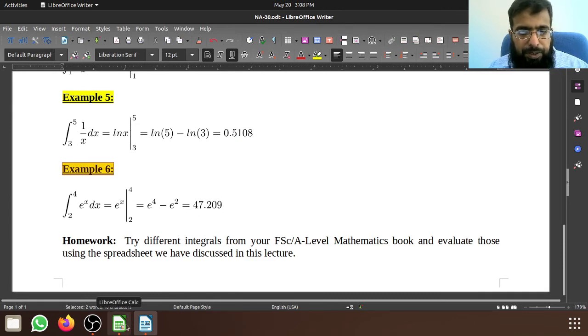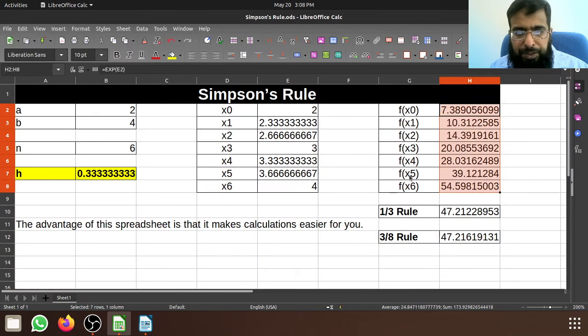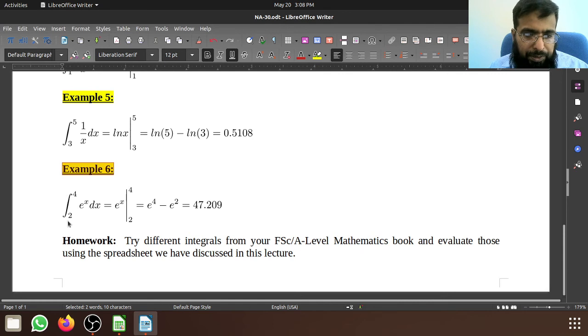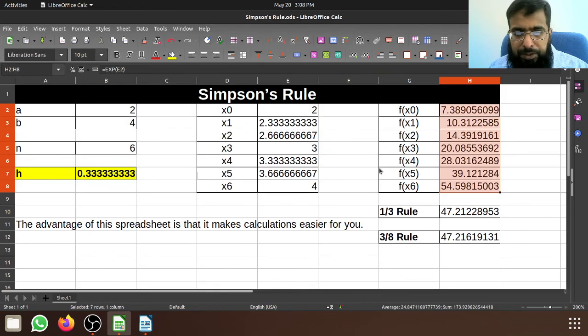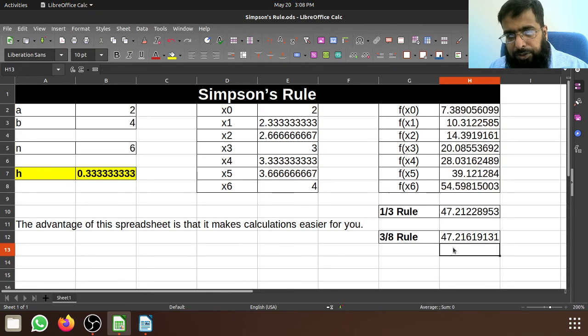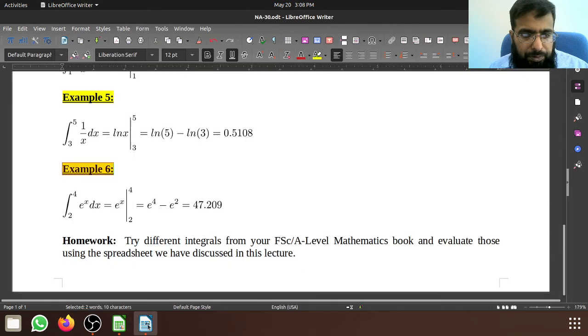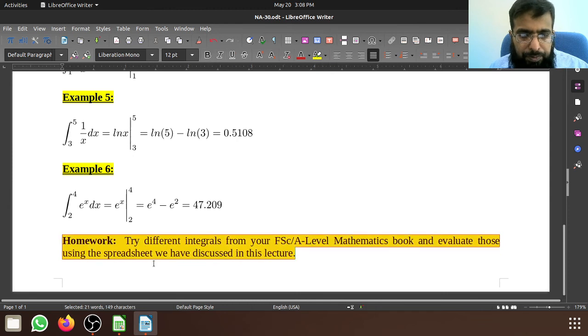So this spreadsheet makes life easier for you. It makes calculations easier. You can try any f of x, you can try any limits you want, and you can try many different integrals, and with the help of this spreadsheet you will reach an answer within no time. Very instantly, very quickly you can reach the answer, right? That's great.